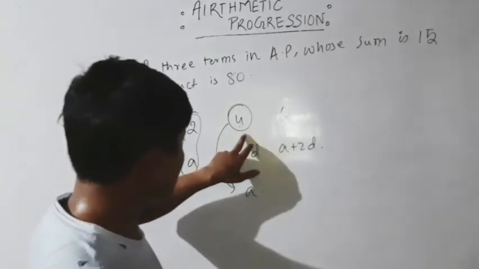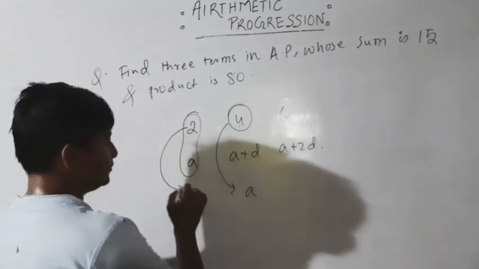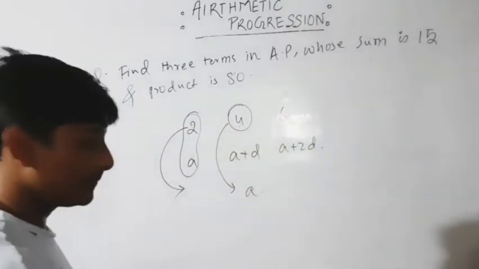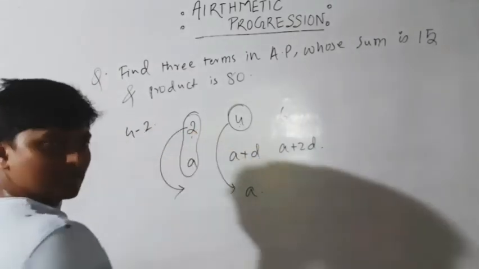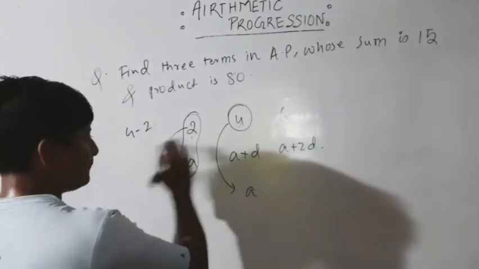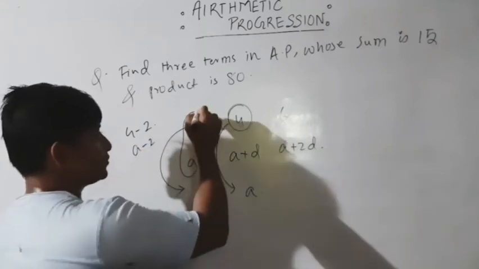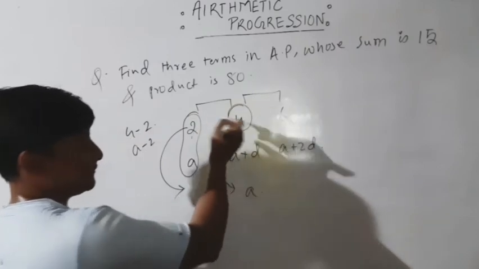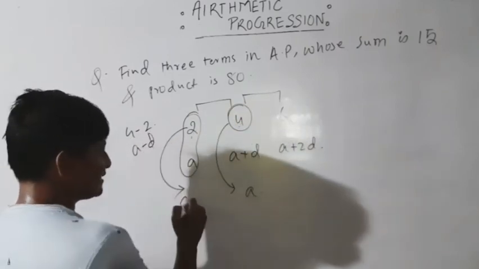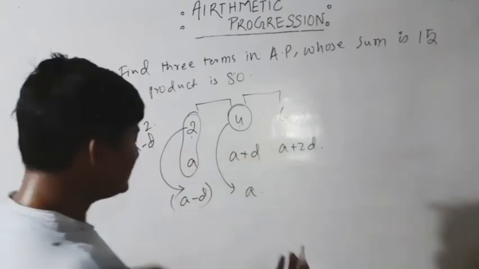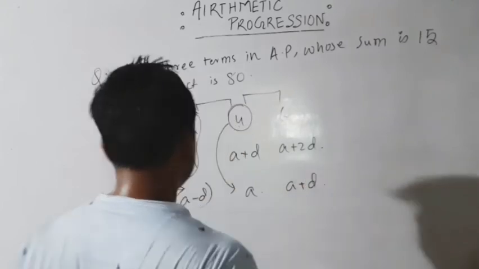If I denote the middle term by a, what will be the first term with respect to the middle term? This 2 I can write as 4 minus 2. In place of 4 I have written a minus 2. Now what is this 2? The 2 is the difference between them. So in place of this 2 I can write d. Similarly, 6 I can write as 4 plus 2, so I can write a plus d.